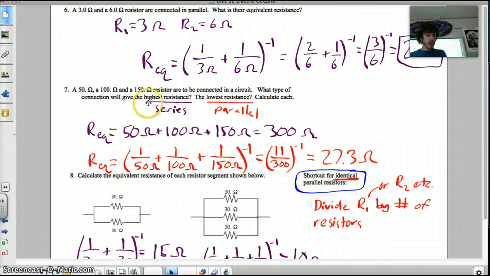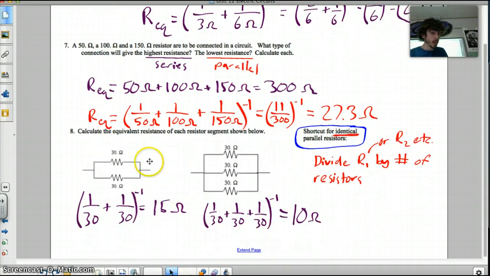Problem 7, the highest resistance came from a series circuit. So you add them up to get 300. The lowest resistance came from a parallel circuit. Take the reciprocal of the sum of the reciprocals, and we get about 27.3 ohms. For this last part, same story. 2 30 ohm resistors in parallel, 1 over 30 plus 1 over 30, is 15 ohms. If we have 3 30 ohm resistors in parallel, we get 10 ohms.